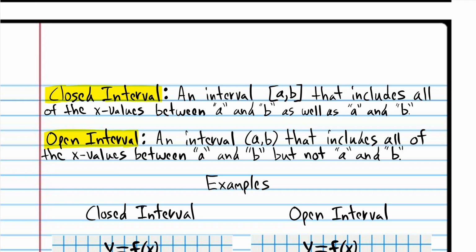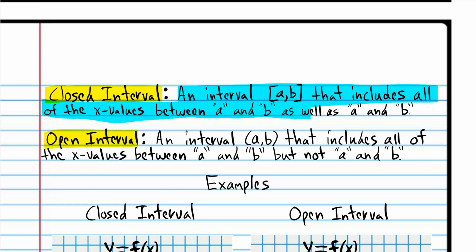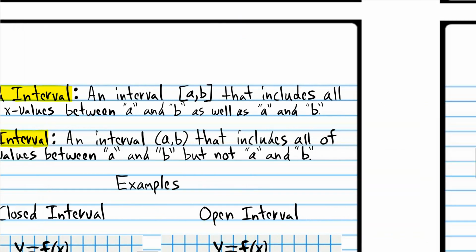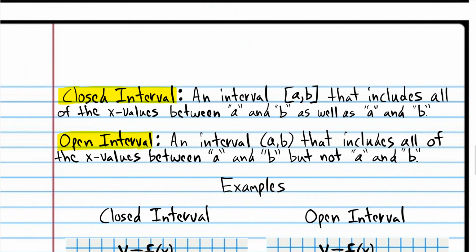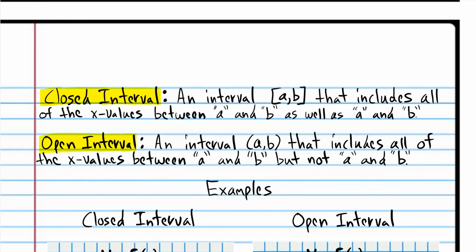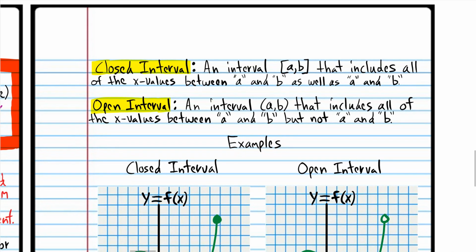Now we have some more special terms here. A closed interval is an interval that includes all of the x values between a and b, as well as a and b. So a and b are part of the interval. That's why we have brackets. An open interval is an interval where we have all the values between a and b, but not including a and b. We call that an open interval. Now you might wonder why these terms, open and closed, are used. I'm not really sure, to be honest with you. The terminology doesn't really make a lot of sense, but that's just the terms that they use.